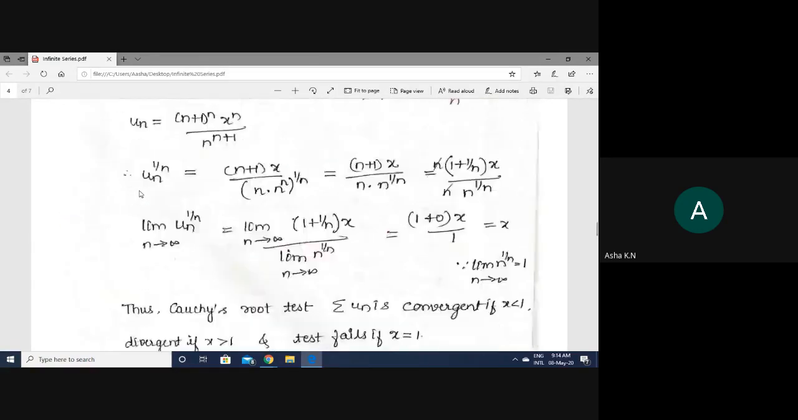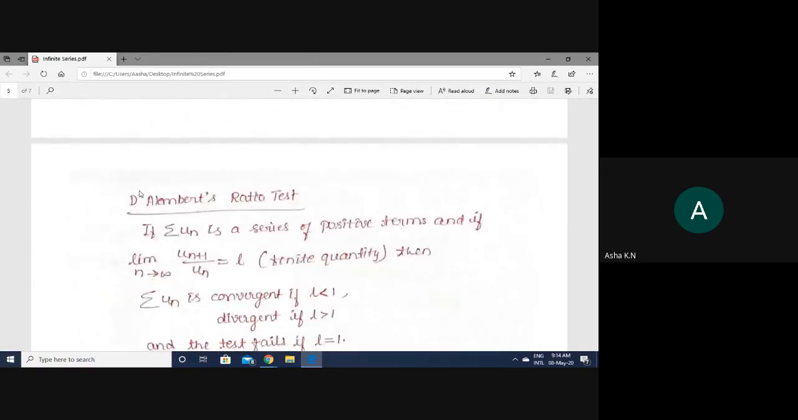Now going to the ratio test. The second test is the ratio test. We call it D'Alembert's ratio test.